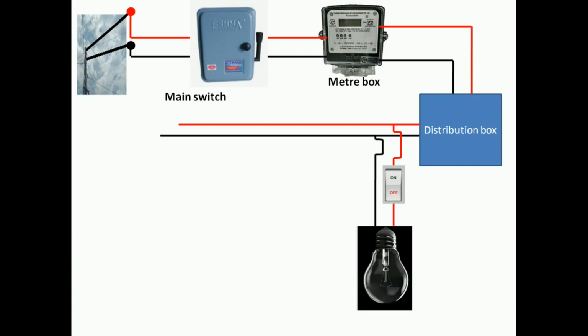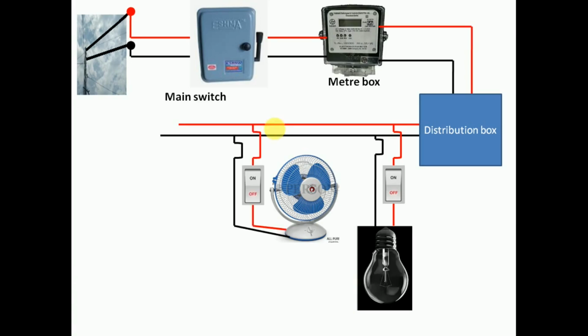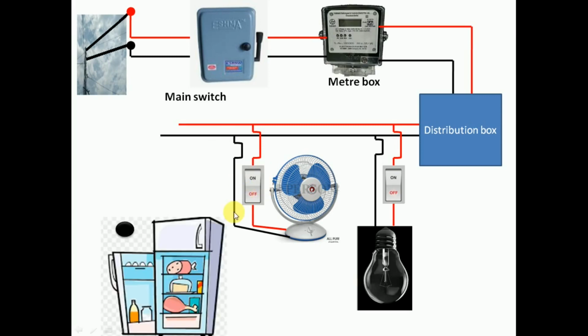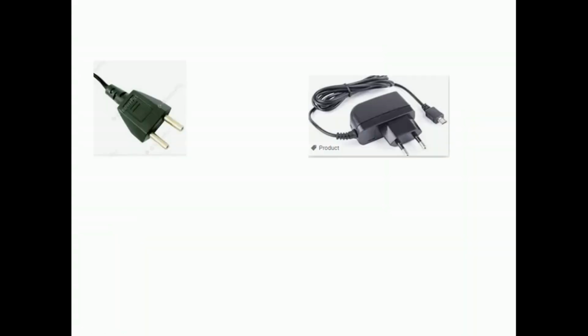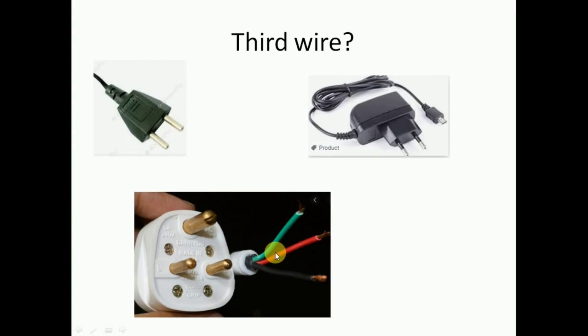If you want to connect other appliances like a fan, you have to connect it across live wire and neutral wire, and with the live wire you have to connect a switch. Similarly for the fridge, you have to connect it across live wire and neutral wire. But there is one problem with this fridge. In many appliances we see two sockets, but the plug of the fridge has three wires. One is live wire, one is neutral, and one more wire is the mystery. Now let's see what is the function of this wire.